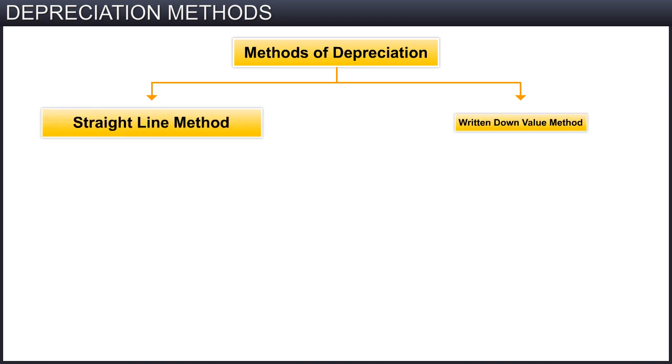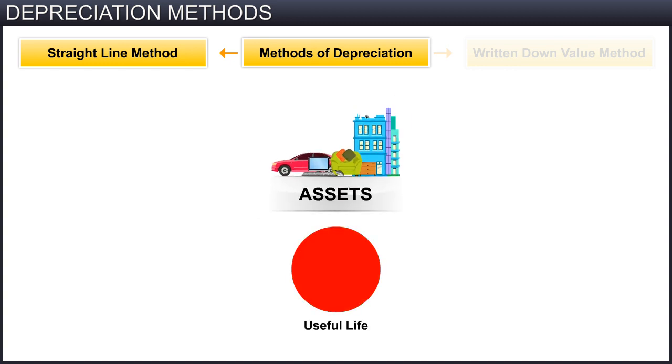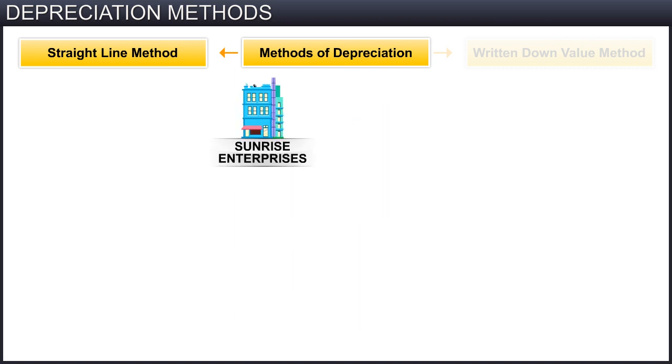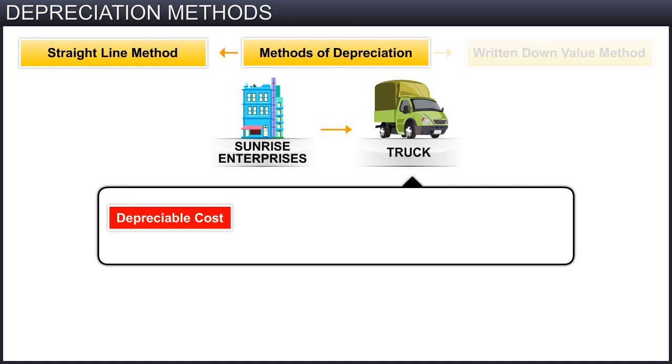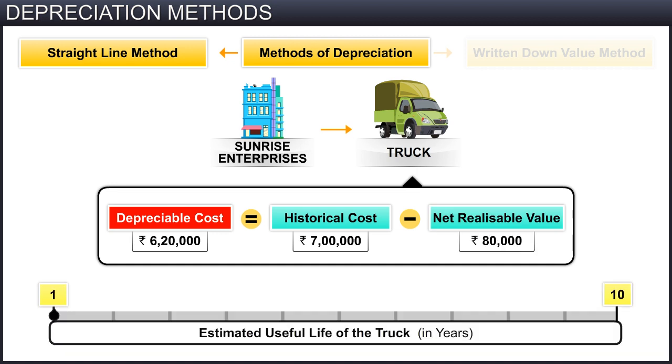In this module, we will be focusing on the two most popular methods, which are the Straightline Method and Written Down Value Method. Let us first start with the Straightline Method of depreciation. This method is based on the assumption that the asset is evenly used throughout its life. Sunrise Enterprises purchased a truck whose depreciable cost is 6,20,000 rupees. This is its historical cost of 7 lakh rupees minus its expected net realizable value of 80,000 rupees. The estimated useful life of the asset is 10 years.